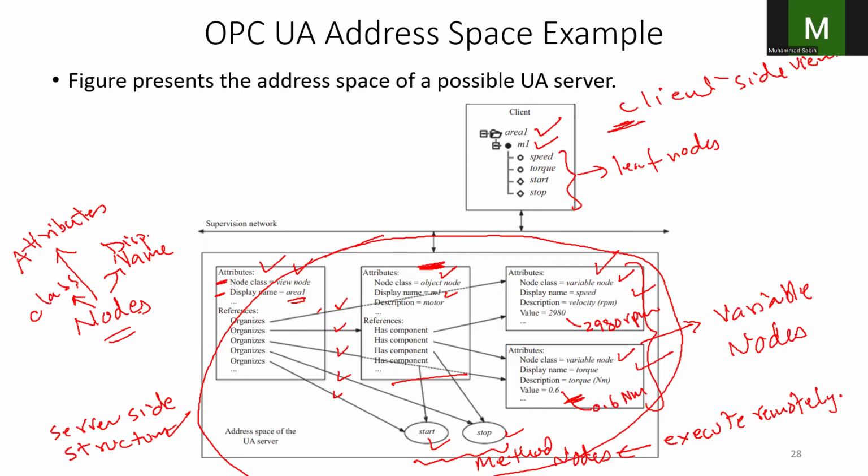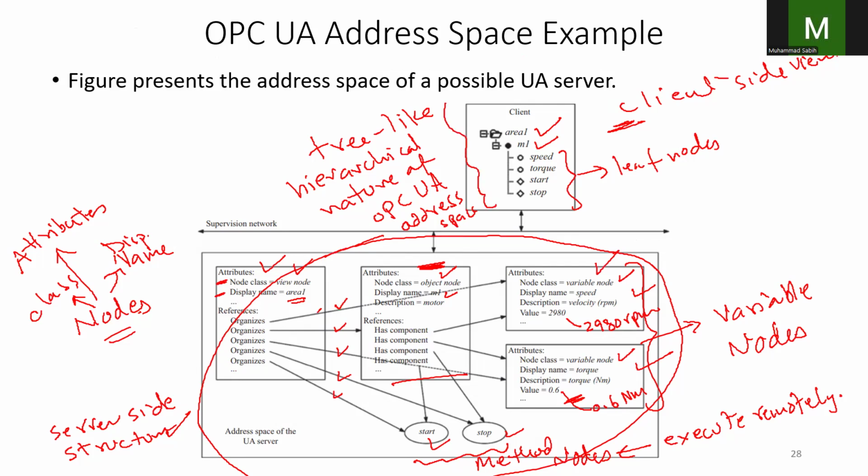So this visually highlights why I was saying that this is the tree-like hierarchical nature of the OPC UA address space. Right. So in short, this example gives us a very clear picture of how OPC UA maps out the real elements like motor and control interface into structured, accessible nodes.